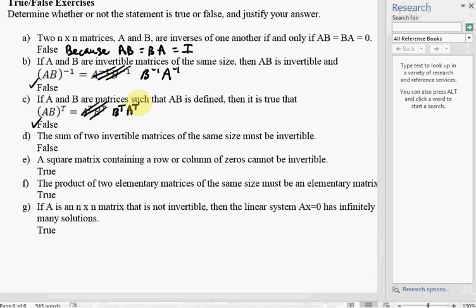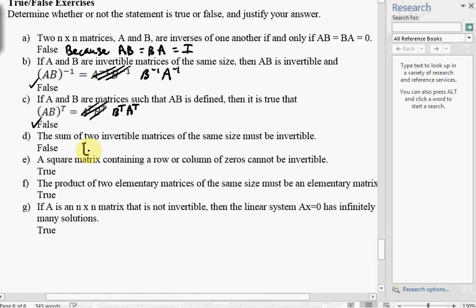So here, the sum of two invertible matrices of the same size must be invertible. Sounds good, but it says it's false. Here's the reason why. If I have one matrix that's invertible and another matrix that's invertible, and I add them up, is that sum always invertible? Not necessarily. Give a counterexample, an example where it's false.